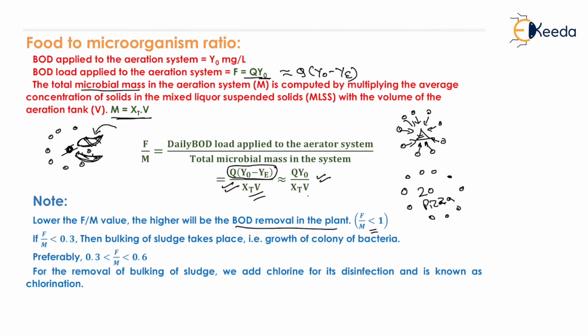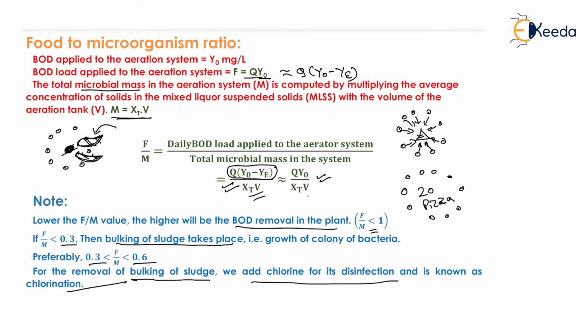Okay. Now that process in which the bacteria or the microorganisms will not decompose the organic matter is known as bulking of sludge, and it will take place at a very low F by M ratio, that is less than 0.3. So we generally keep the F by M value in between 0.3 to 0.6. Okay, and we had discussed that for the removal of bulking of sludge we add chlorine for its disinfection, and that is known as chlorination. Clear to all? Now that will be the food to microorganism ratio.